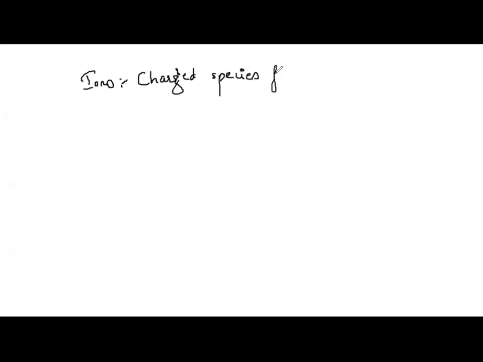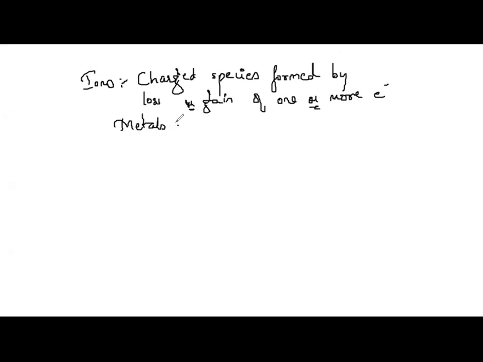formed by loss or gain of one or more electrons. For example, I'll take an example. We know that metals, let me make this point very clear, are electropositive. They tend to lose electrons. Non-metals are electronegative in nature. They tend to gain electrons.